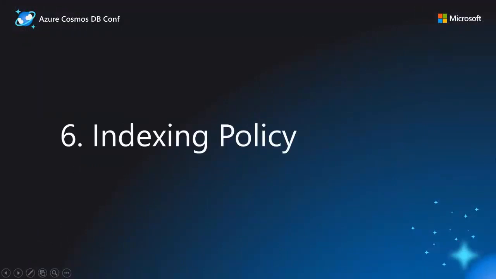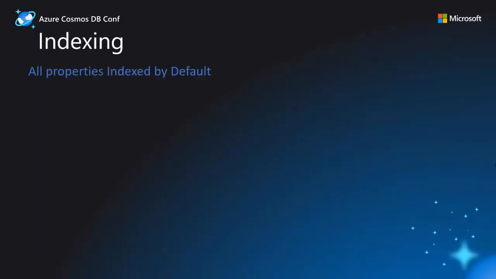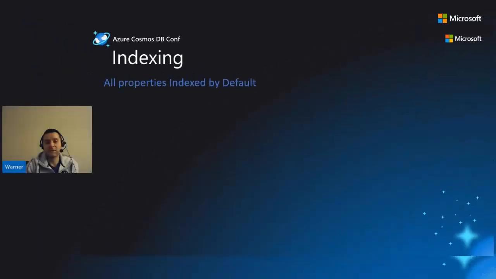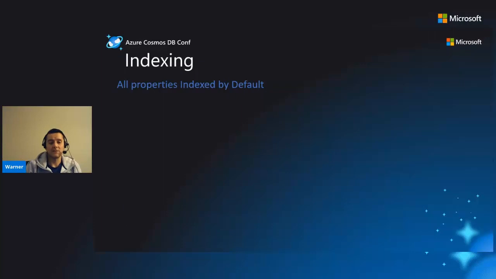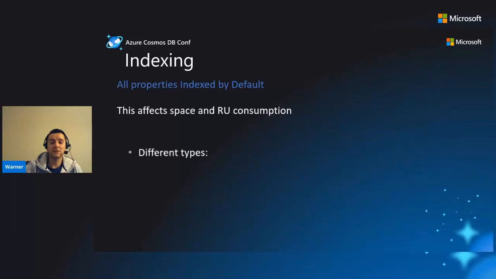Let's see what else do we have here. The indexing policy also has an impact, of course, on RU consumption. So all properties are indexed by default, and this might be too expensive for you if you're not really using all the properties for predicates in the where clauses. Then you don't really need to index all of them. Now, indexing all of them, of course, has a specific effect on space and request unit consumption.